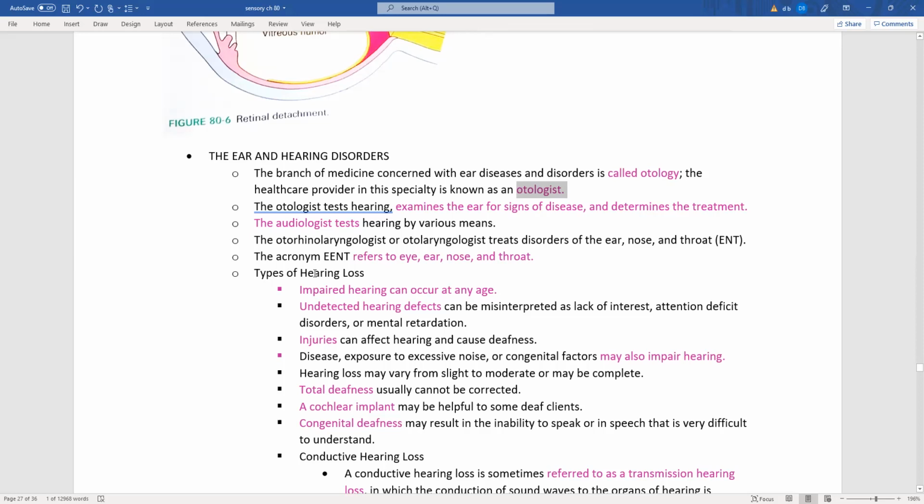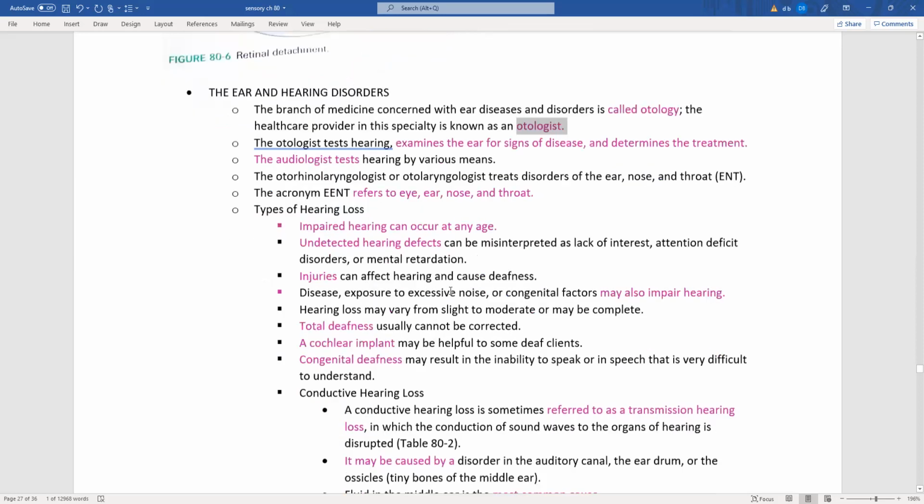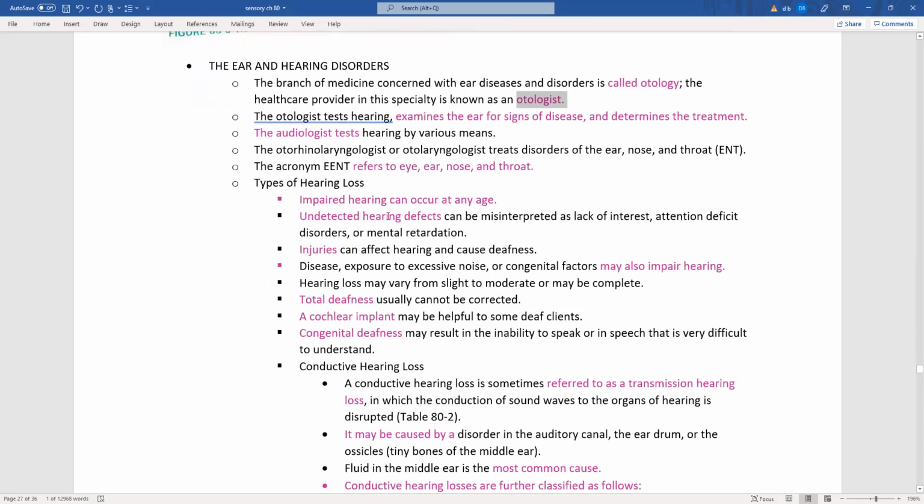Types of hearing loss: impaired hearing can occur at any age. Undetected hearing deficit can be misinterpreted as lack of interest, attention deficit disorder, or mental retardation. Please don't make me cuss y'all out because I can't hear. That does not mean I fall in the mental retardation category. Get that off your mind, baby.